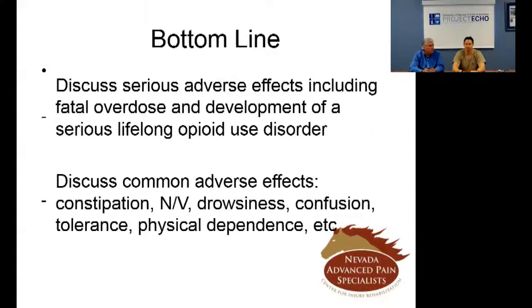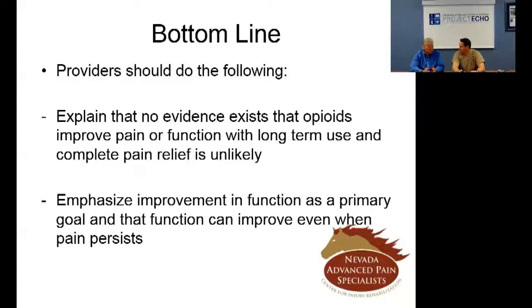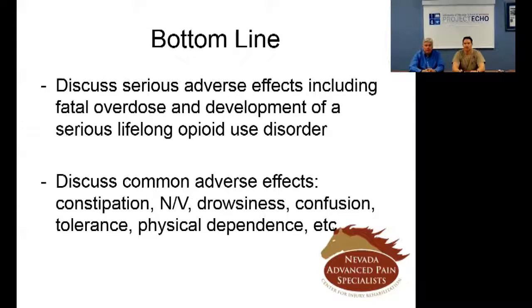My favorite phrase is movement is life. With chronic pain, you still need to move. Correct. And anything that slows that movement down, which could be opiates, could actually be counterindicated. Correct. The third thing we want you to discuss with the patient is serious adverse effects. This includes fatal overdose and development of a serious lifelong opioid use disorder.